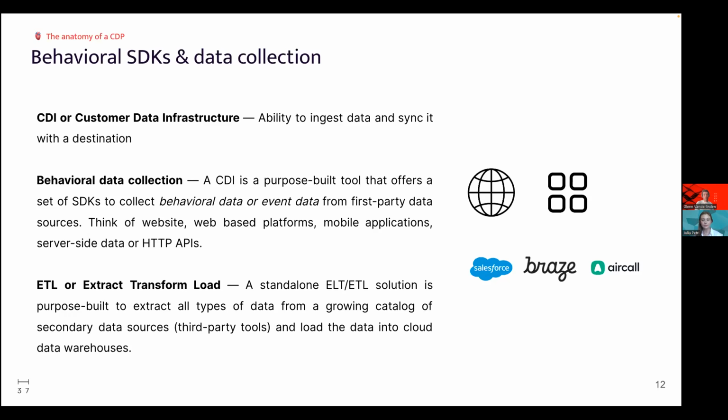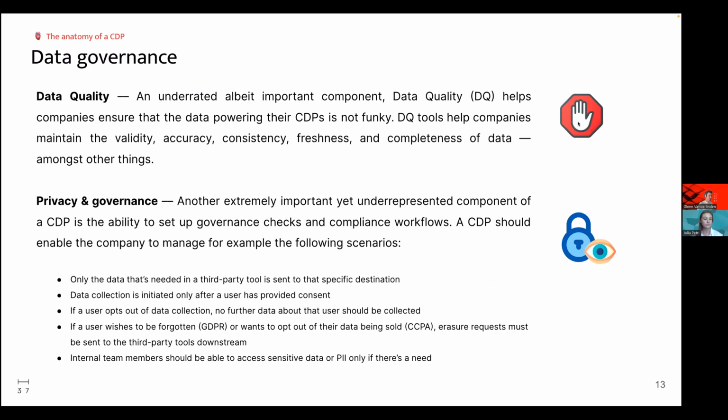Was there a call? Did a status in my CRM change? And that data would be sucked into the customer data platform in order to be then, in a next step, unified. Data governance. Data quality is, for a lot of people, a boring topic. It's one of my favorites.